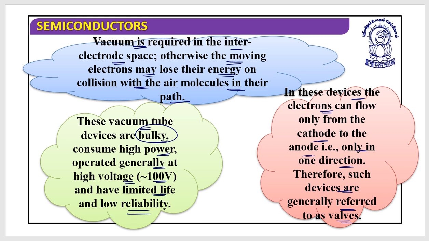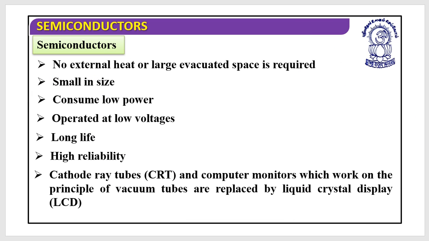Now what is our requirement when we use semiconductors? Here is the list of what should be done. With semiconductors, no external heat or large evacuated space should be required. It should be small in size. It should consume low power. It should operate at low voltages. One most favorable feature is long life and high reliability.